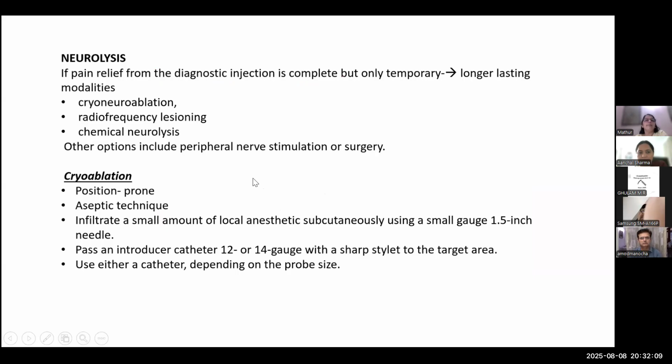Neurolysis: if pain relief from diagnostic injection is complete but only temporary, then longer lasting modalities could be used like cryoneuroablation, radiofrequency lesioning, or chemical neurolysis. Other options include peripheral nerve stimulation or surgery. So here we will mention a bit about cryoablation. The position is prone with aseptic technique. Infiltrate a small amount of local anesthetic subcutaneously using a small gauge needle, and then you pass an introducer catheter, 12 to 14 gauge with a sharp stylet, to the target area.